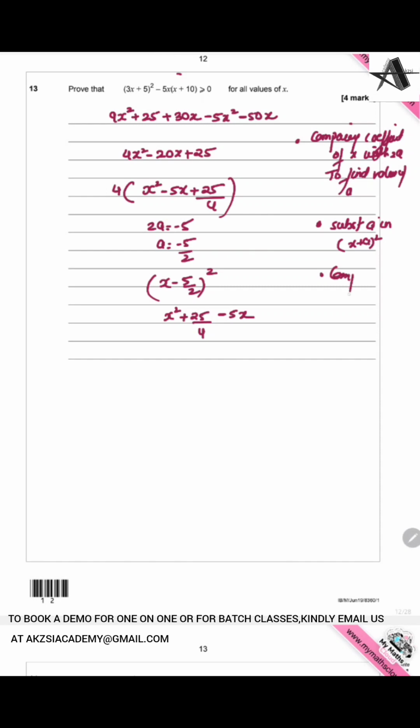Now compare this expansion of (x plus a) whole squared and the original equation. So x squared is same, minus 5x is same, and 25 over 4 and 25 over 4 is same also. So you can clearly understand that this is nothing but (x minus 5 over 2) whole squared. So in place of x squared minus 5x plus 25 over 4, I can write it as (x minus 5 over 2) whole squared.